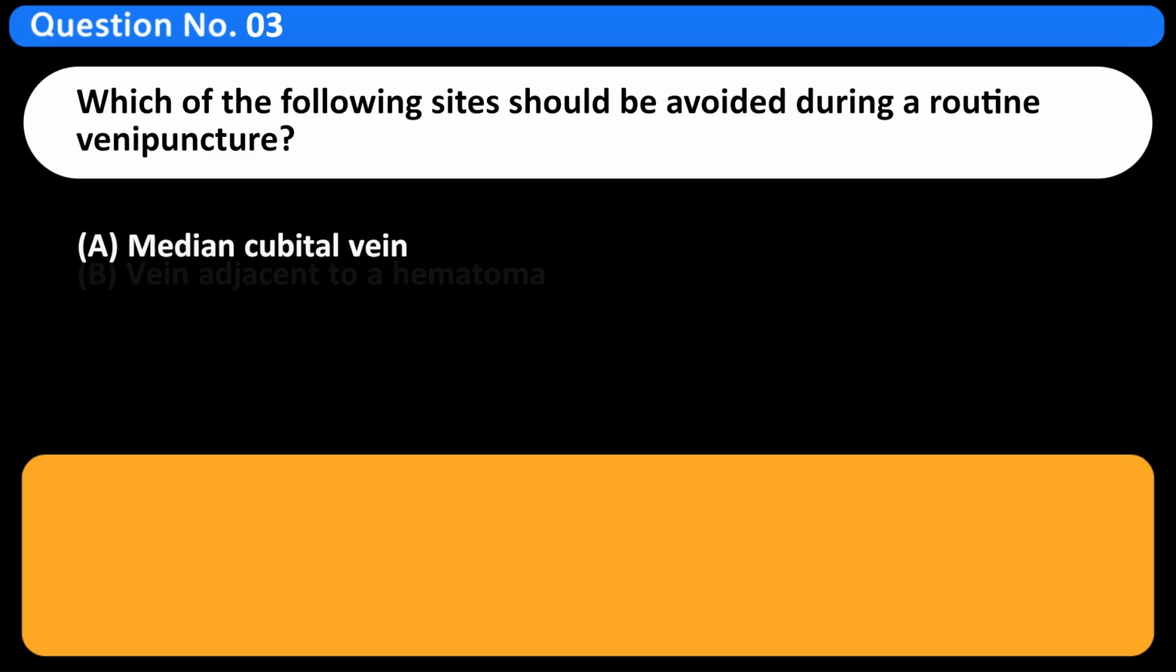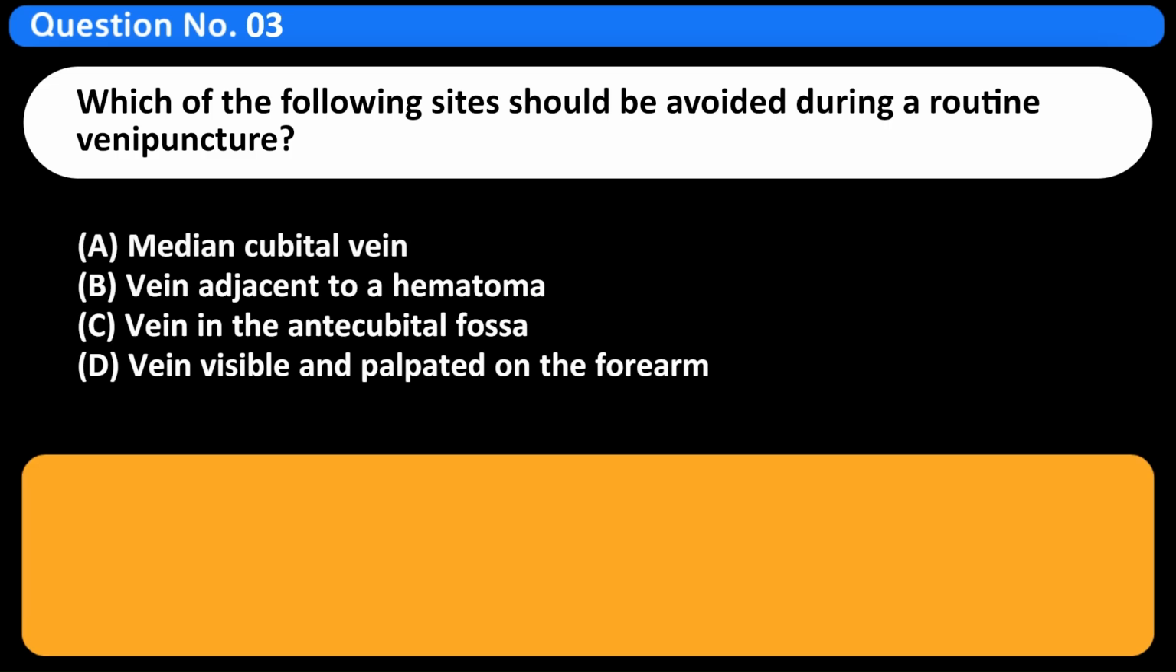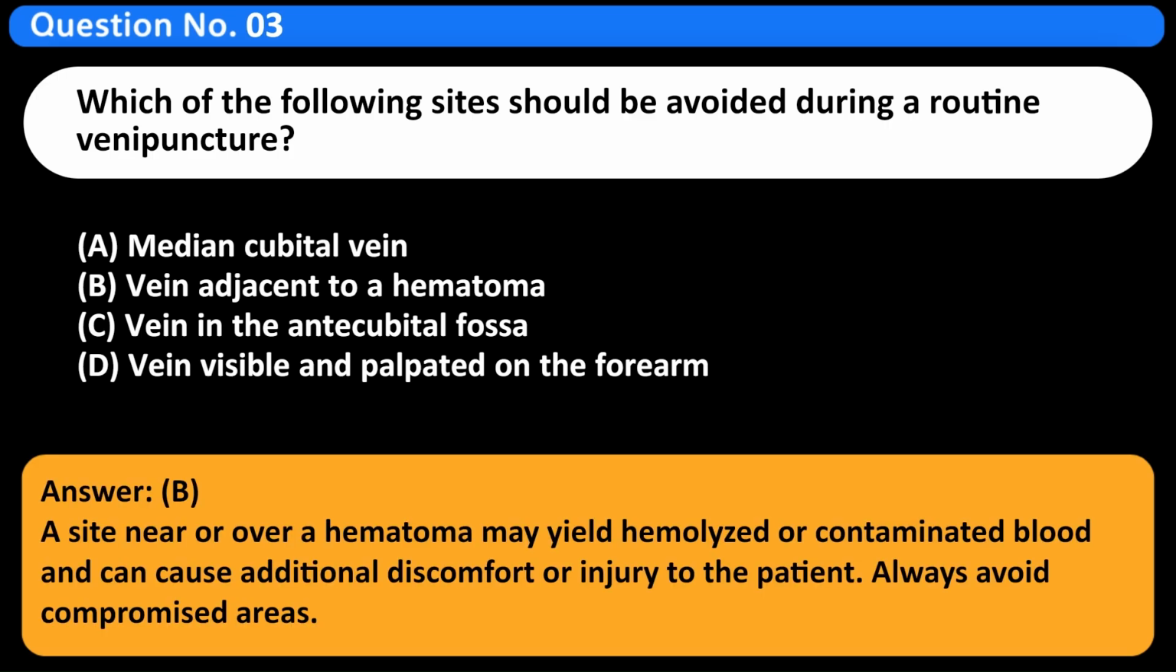Which of the following sites should be avoided during a routine venipuncture? A. Median cubital vein. B. Vein adjacent to a hematoma. C. Vein in the antecubital fossa. D. Vein visible and palpated on the forearm. Answer: B. A site near or over a hematoma may yield hemolyzed or contaminated blood and can cause additional discomfort or injury to the patient.